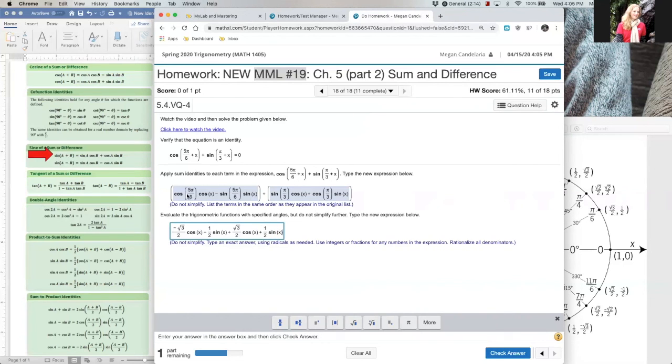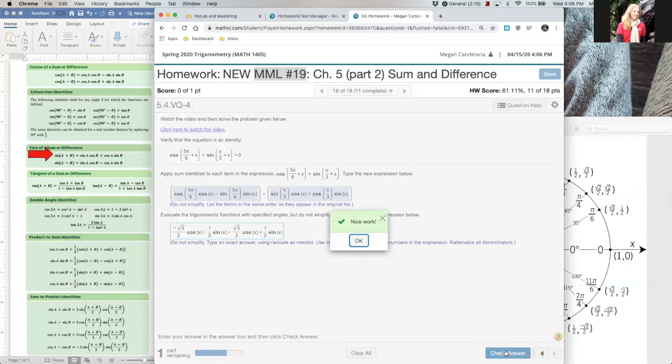Okay, so this is literally trying to step us through how we would prove this identity. First, we would expand using our cosine and sine sum formulas. And then we would replace the known values. So we know cosine of 5 pi over 6, we know sine of 5 pi over 6, we know sine of pi over 3, we know cosine of pi over 3. Be careful here because the temptation is to simplify. It says don't simplify, so I'm not going to simplify.